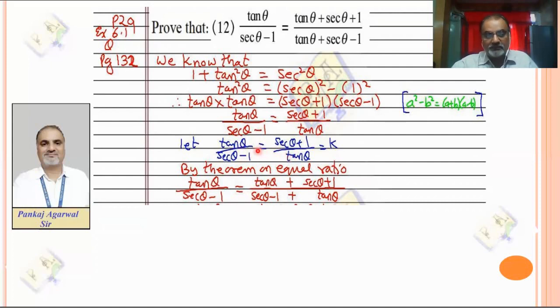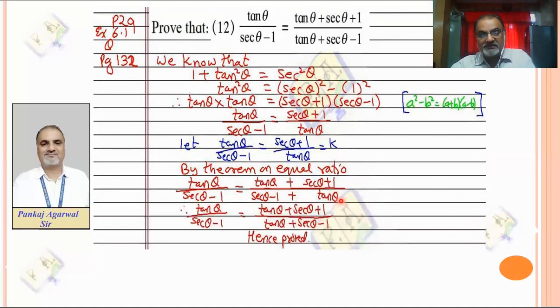I'm adding up both the numerators, tan theta plus sec theta plus 1, whole upon the denominators, sec theta minus 1 plus tan theta. I'll rearrange the RHS: tan theta plus sec theta plus 1 whole upon tan theta plus sec theta minus 1, which is equal to the required answer, hence proved. Children, please remember this question. You have to do it by theorem on equal ratio.